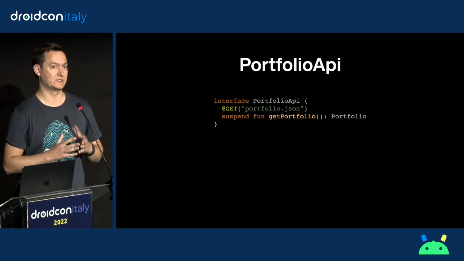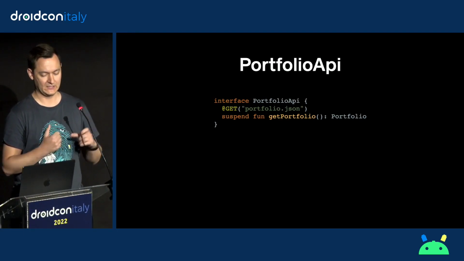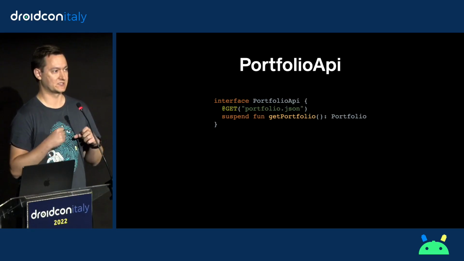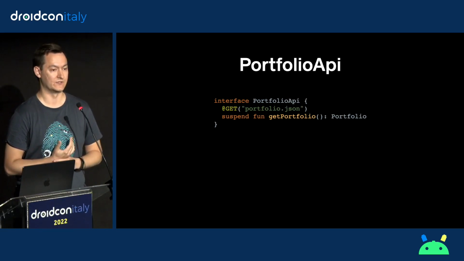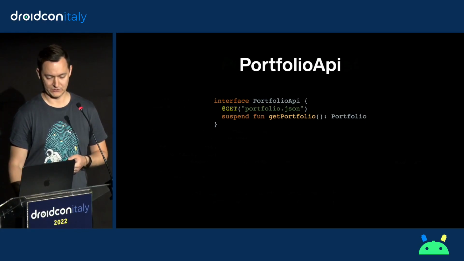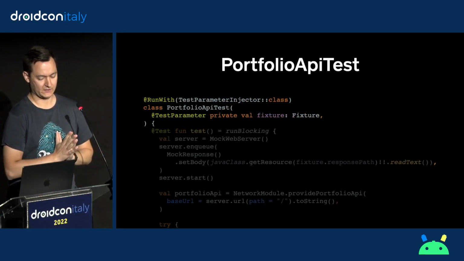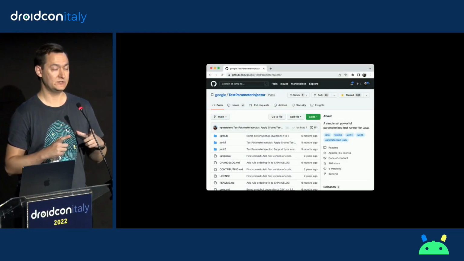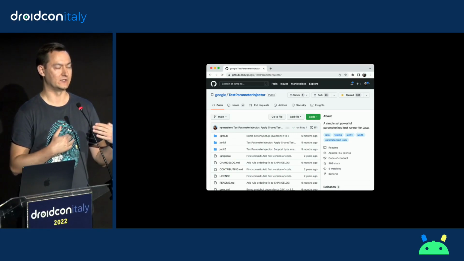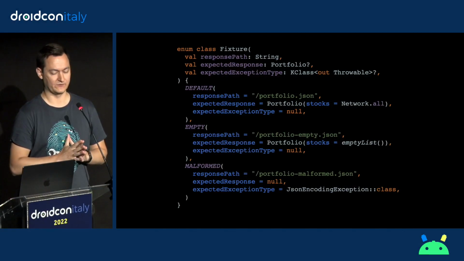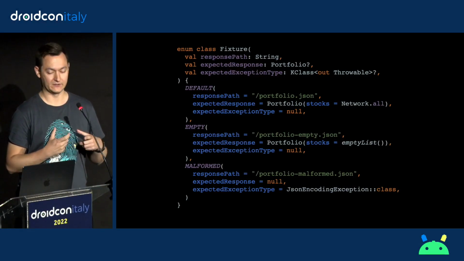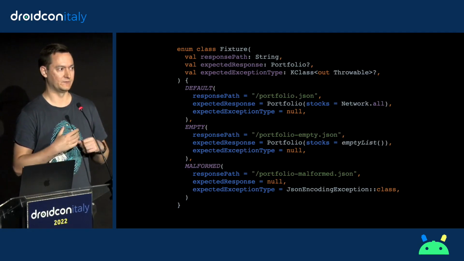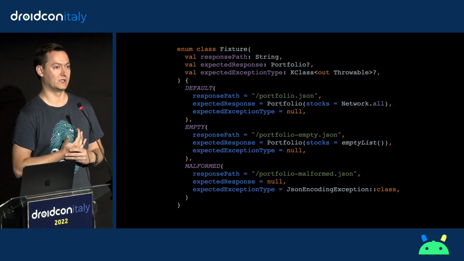And the first set of integration tests that we're going to write is, what we want to do is just test that we can properly parse the responses that we're getting from our server. So we're going to write some tests against our portfolio API, which is just our Retrofit interface. And here's how we're going to approach it. So we'll use a tool called TestParameterInjector. This is a library from Google, which allows you to basically inject a set of values into your tests. And an example of that set of values could be an enum. So we'll define our enum called Fixture. And this is where we're going to specify some of the parameters that will basically describe a fixture for our tests.